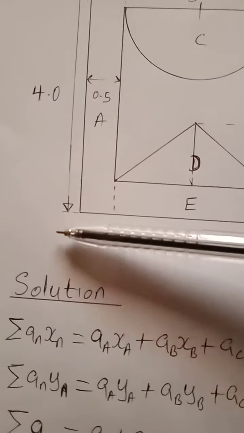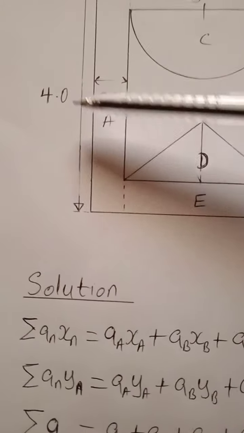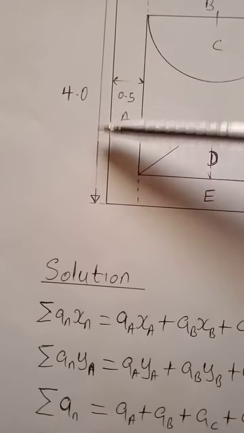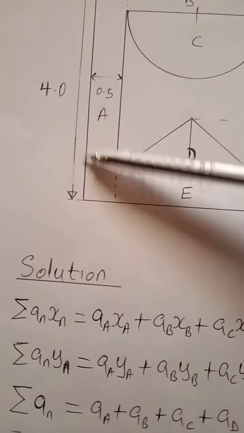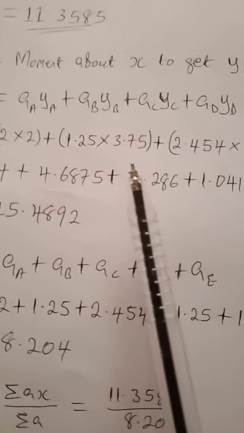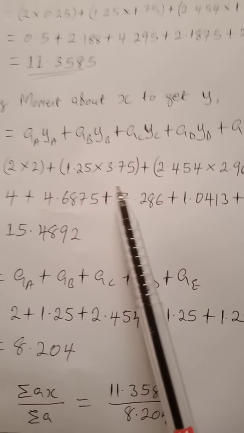So we are coming to the direction of the x-axis. This is the center of this rectangle. From here to here is 2. That is how we obtain this 2 times 2. Then here to get this 3.75 for the second rectangle.